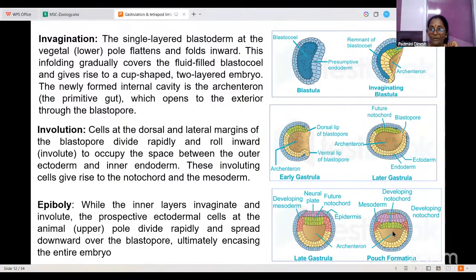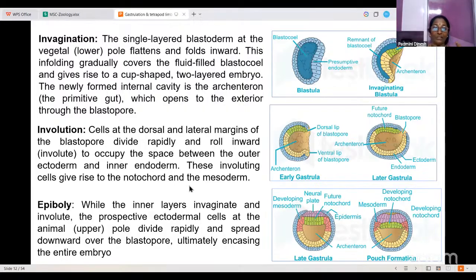Now, as this is happening, you can see the archenteron being formed. The blastocele which was there earlier, that is completely gone. There is no more blastocele that is going to be seen. And in place, you have another gut formation over here, and that gut is called as the archenteron. And this blastopore is covered by the ectoderm over there by epiboly.